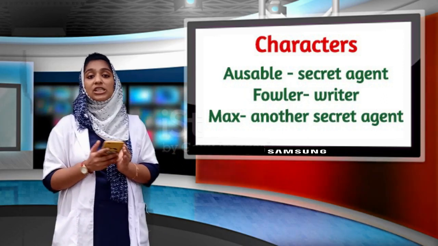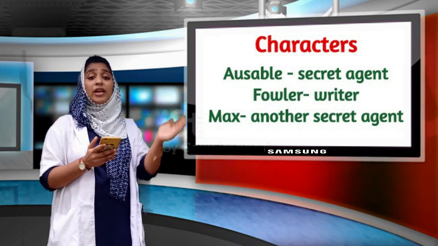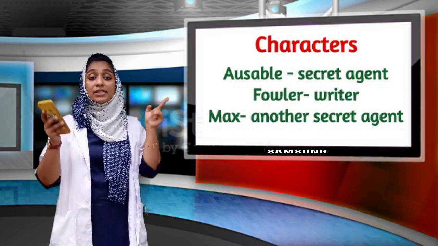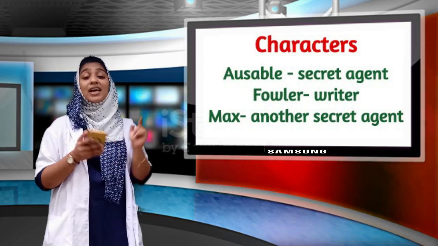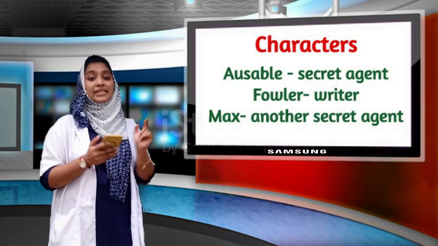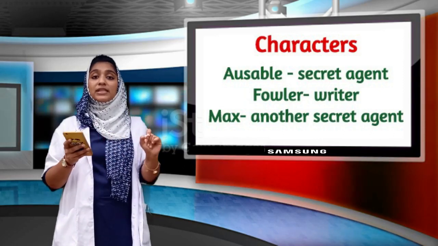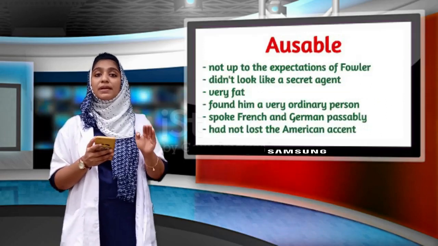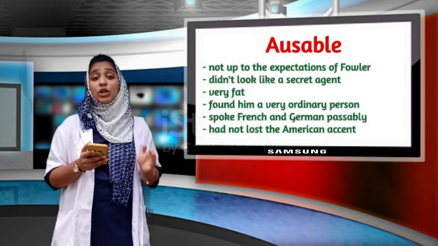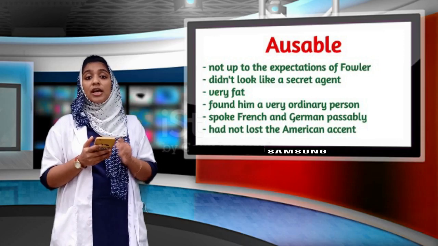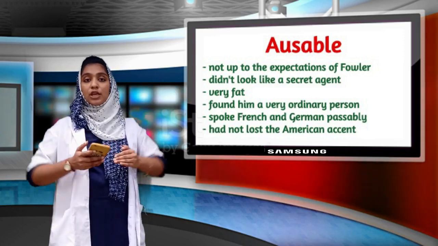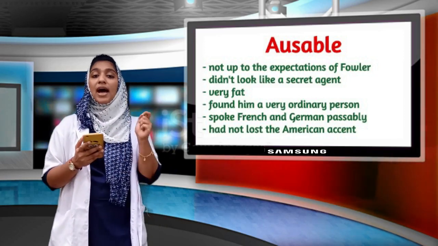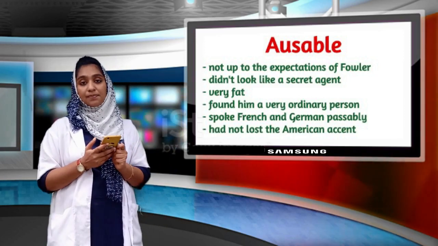He has already reached and met Ausable. So, when Fowler was on his way to meet Ausable, Fowler had a lot of concepts or expectations in his mind about a secret agent, just like us. But when he met Ausable, everything was lost because Ausable was not up to the expectation of Fowler. He didn't look like a secret agent. He looked like an ordinary person. He was very fat. He spoke French and German fluently, but he hadn't lost his American accent.